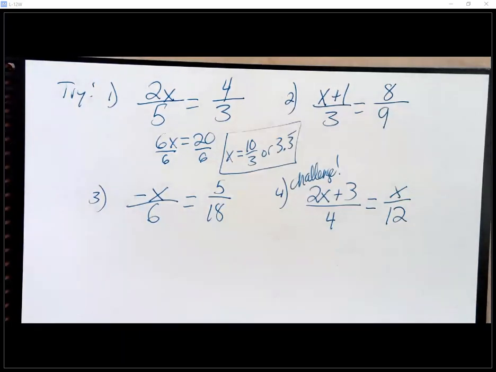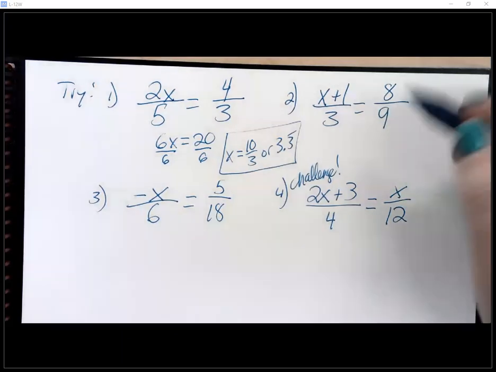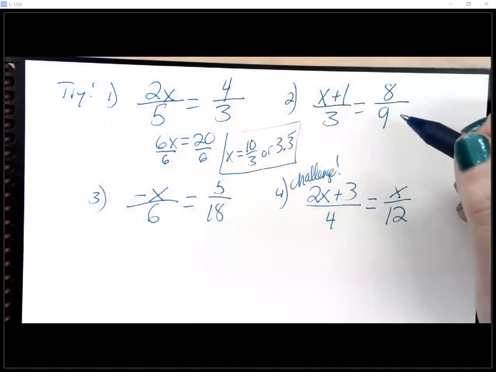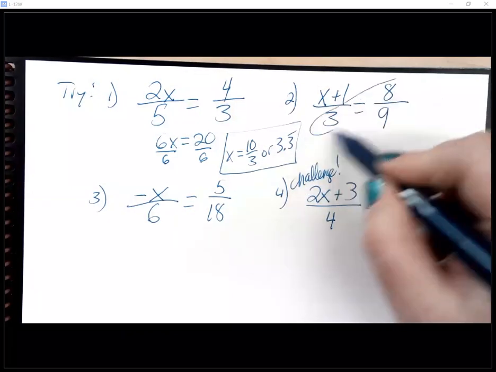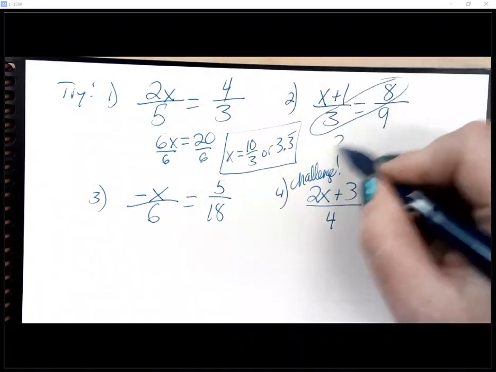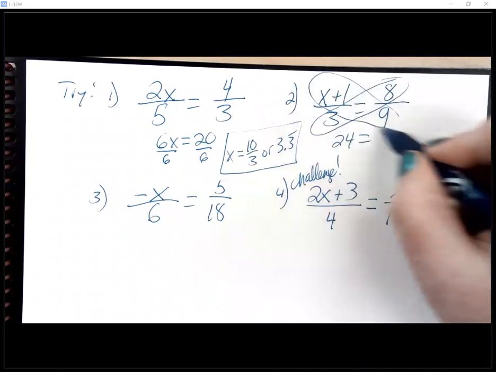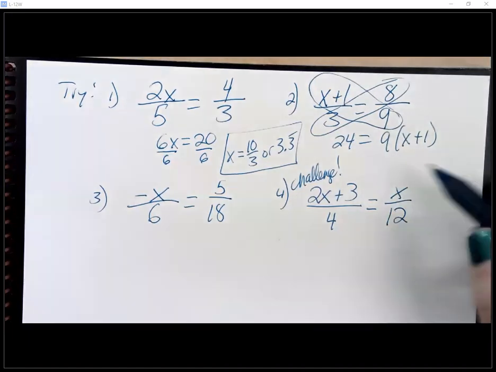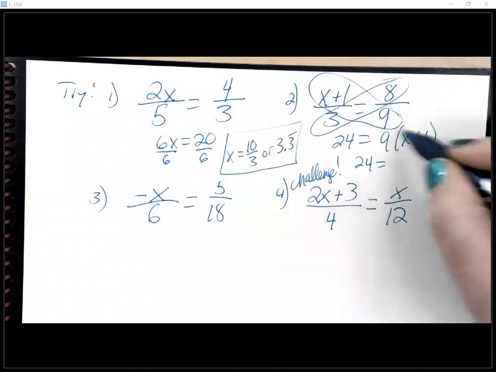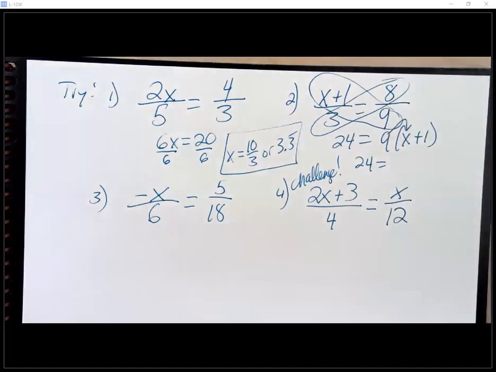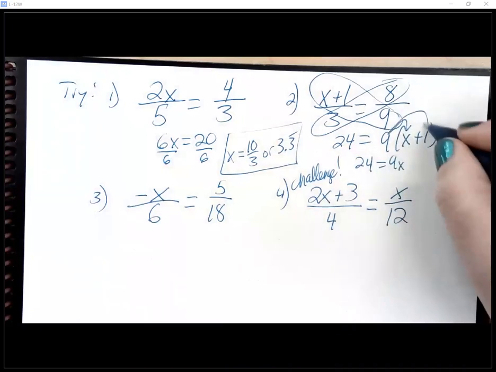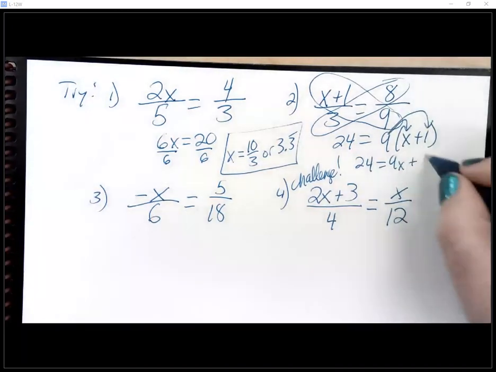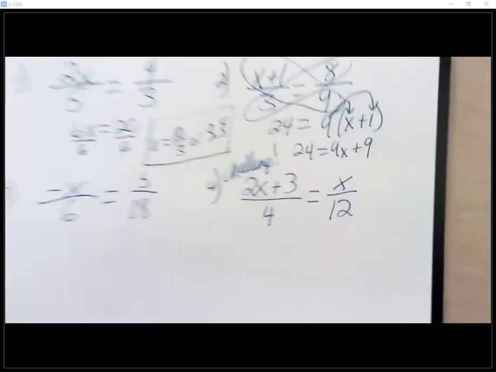Number 2, what did you get? Noah? Okay, so let's multiply this diagonal. 3 times 8 is 24. On the other side, you got to do 9 times all of x plus 1. Hold on. So you got to do 9 times x. What's that? 9x. And you got to do 9 times 1. Yeah, so now you have this equation to solve. 24 equals 9x plus 9.